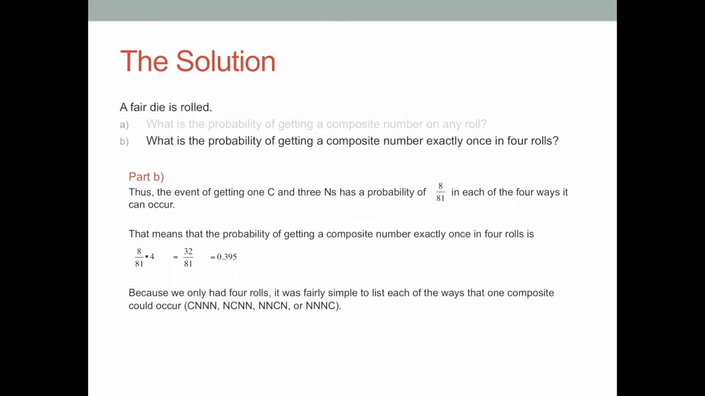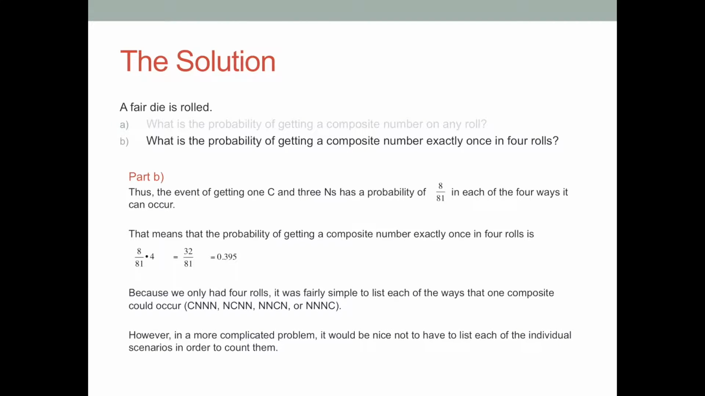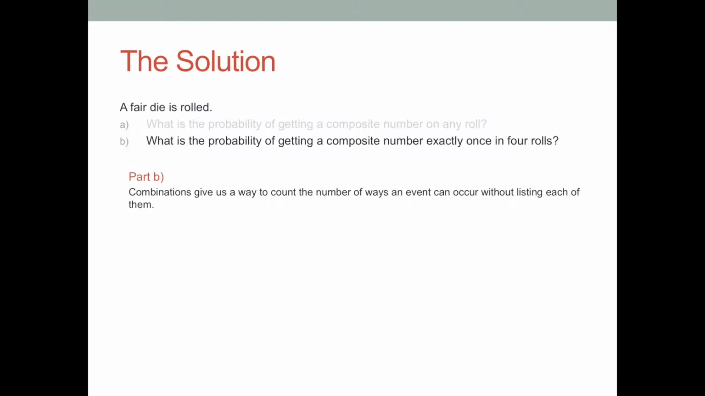Because we had only 4 rolls, it was fairly simple to list each of the ways that one composite could occur. We had CNNN, NCNN, NNCN, or NNNC. However, in a more complicated problem, it would be nice not to have to list each of the individual scenarios in order to count them. Combinations give us a way to count the number of ways an event can occur without listing each of them.